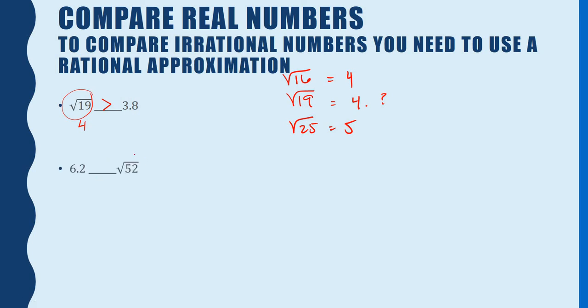Try this one. Find a rational approximation for radical 52. And then decide whether that's larger or smaller than 6.2. Okay, so I went to the square root of 49, which is 7, and then the square root of 64, which is 8. So 52 is more than 7, which certainly makes it greater than 6.2. So 6.2 is less than the square root of 52.